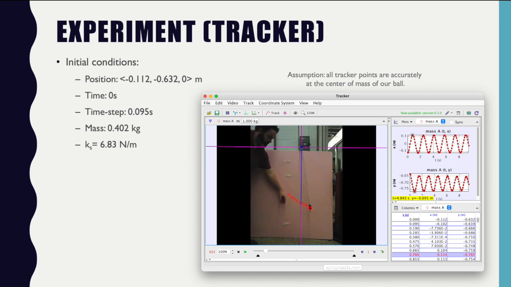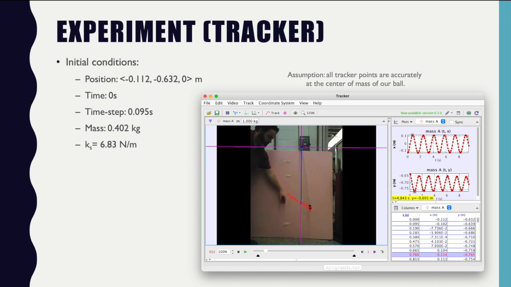I then tracked the position of the mass over time using Tracker. The experiment was uploaded and calibrated to scale. The origin is set to the fixed point of the spring, and the mass's initial position was found. The mass is 0.402 kilograms. The spring stiffness is 6.83 newtons per meter. The time starts at 0 seconds when the mass was swung. Each time step between tracker points is 0.095 seconds.